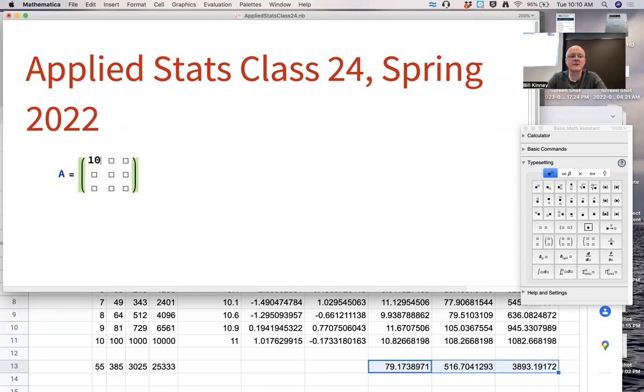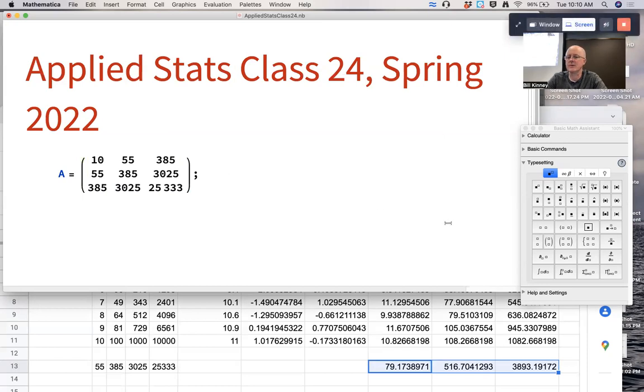N is 10, so that goes in the upper left corner. Don't forget about the N. Sum of the x's is 55. Sum of the x squareds is 385. Sum of the x cubes is 3025. And sum of the x to the fourth, you can see, is 25,333. That's A.